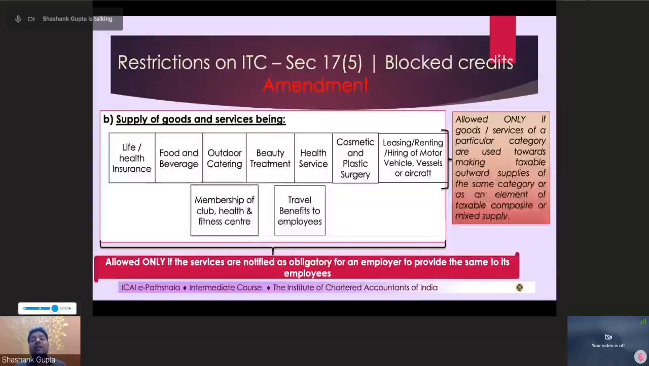Leasing, renting, hiring of motor vehicle, vessels or aircraft, again no credit available. But for this line, except these two.